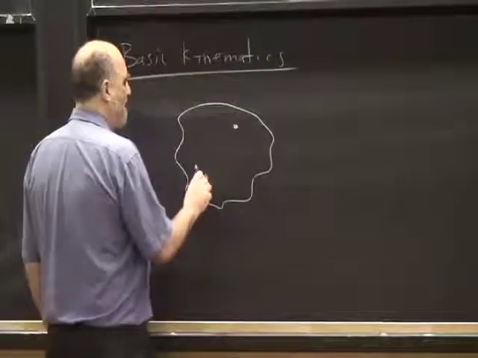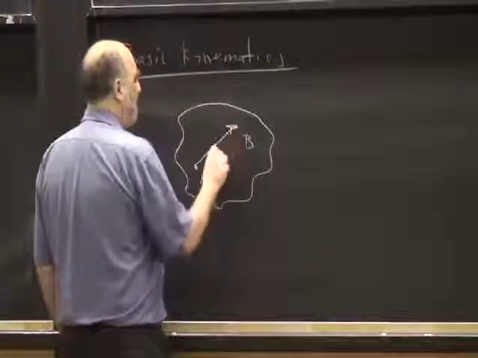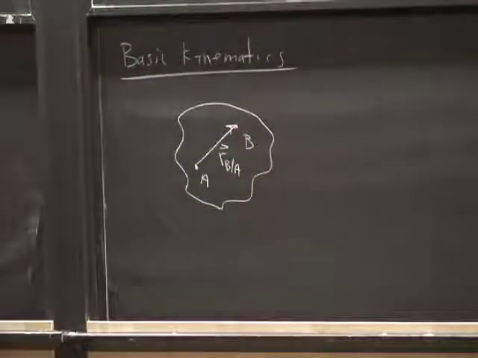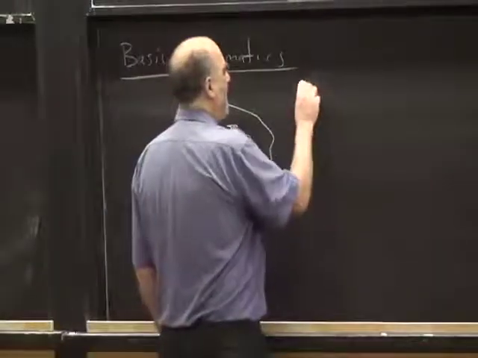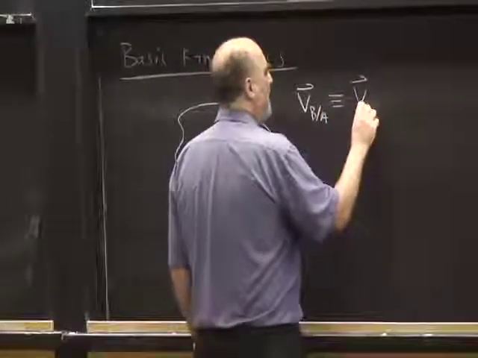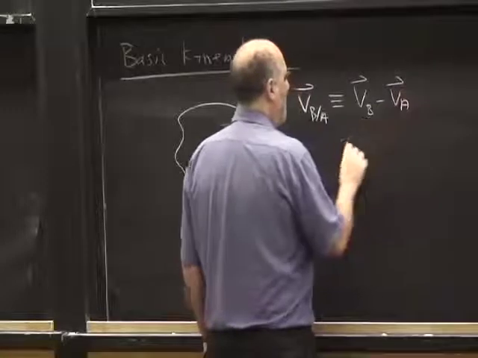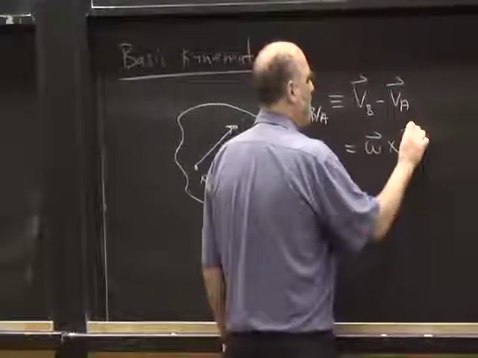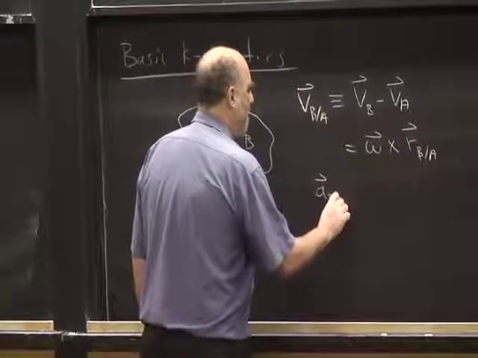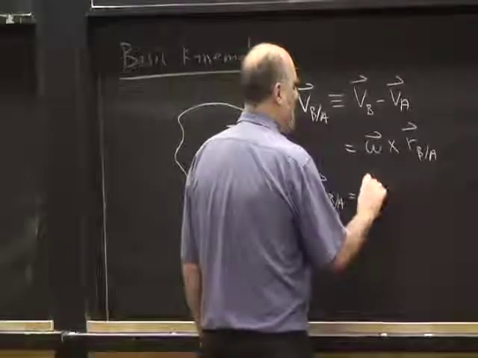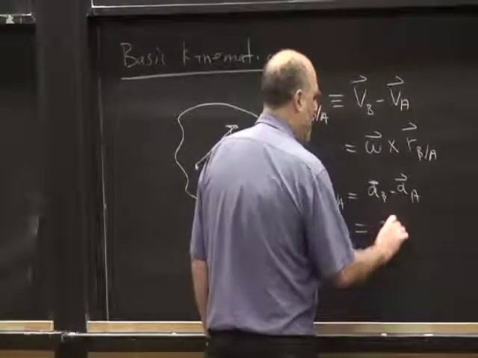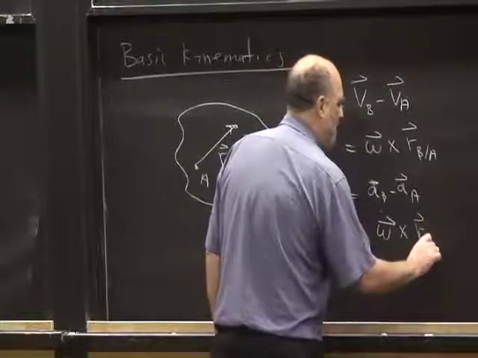And the key kinematic relations are, if we look at any 2 points, say B with respect to A, and we look at the relative position between them, we have that the velocity of B with respect to A, by which we mean the velocity of B minus the velocity of A, is equal to omega cross the position of B with respect to A. And we also have that the acceleration of B with respect to A, by which we mean the acceleration of B minus the acceleration of A, is equal to omega dot cross the position of B with respect to A.